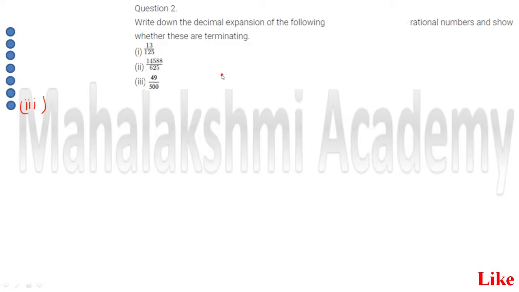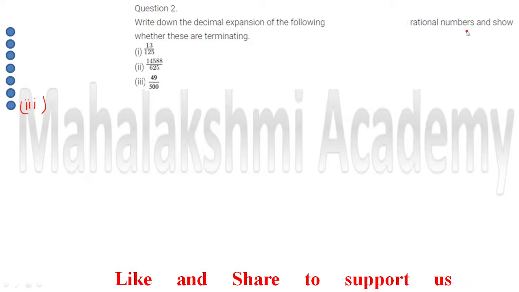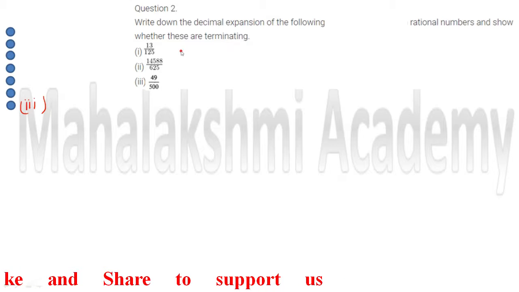Hello everyone, I am going to explain question number 2 from 10th class maths book. This question belongs in chapter 2, exercise 2.4. So the question is, write down the decimal expansion of following rational number and show whether these are terminating.